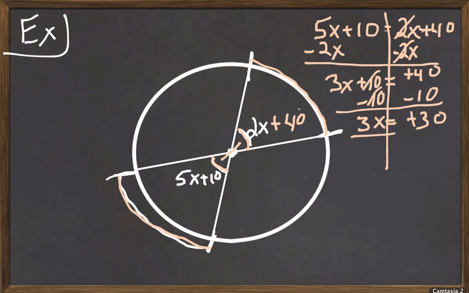Alright, so we got plus 30 there. We're going to divide both sides by 3. There, that's how we do that. X equals 10.